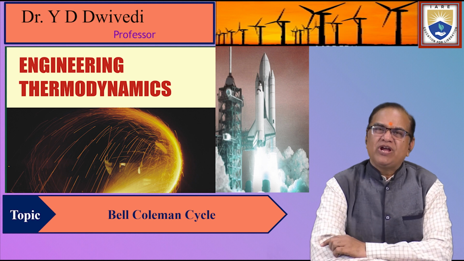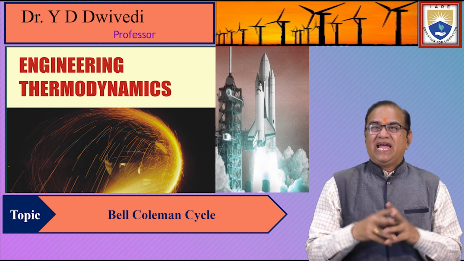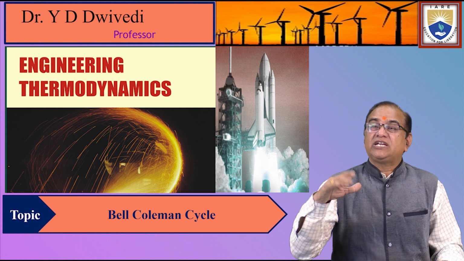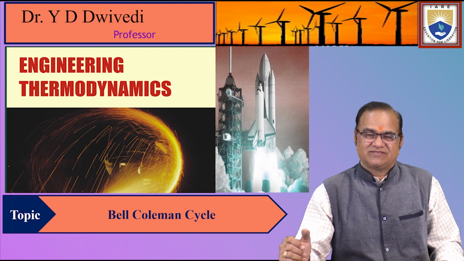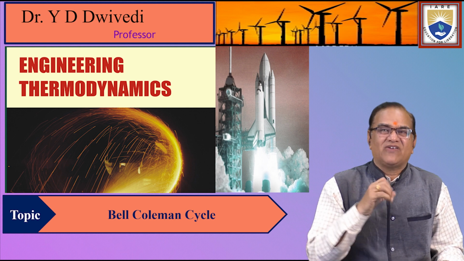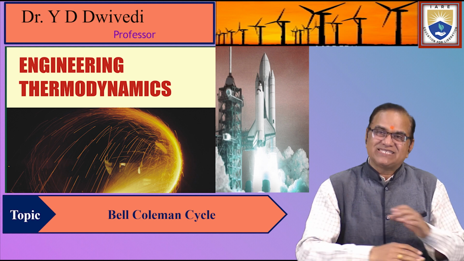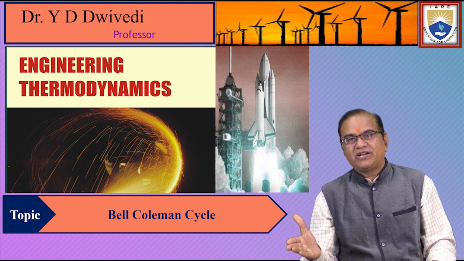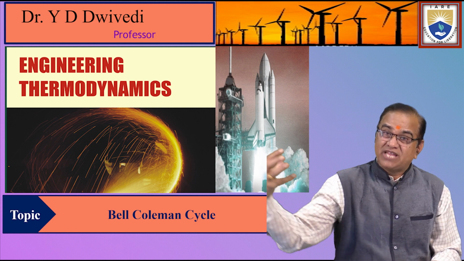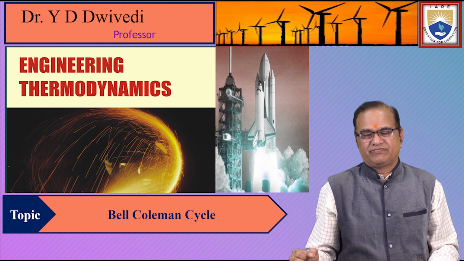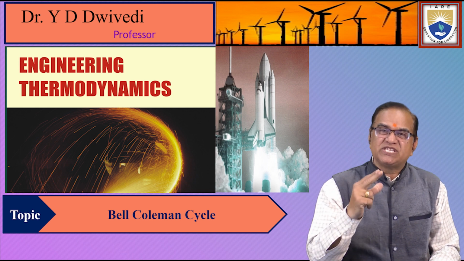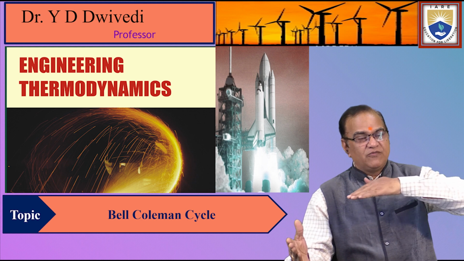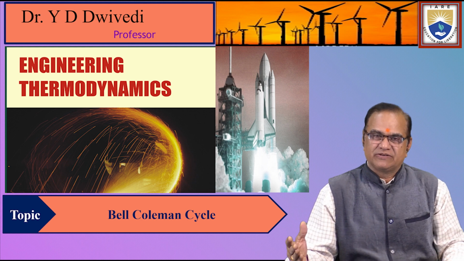But today I am going to take something different, and this is called the Bell Coleman cycle. It is not a work producing device. It is a work absorbing device. We know by the second law of thermodynamics that heat cannot be transferred from lower temperature to higher temperature without adding some extra work. Here we use the same principle to extract heat from the lower temperature and deliver it to the high temperature.